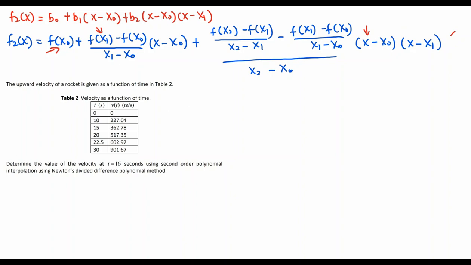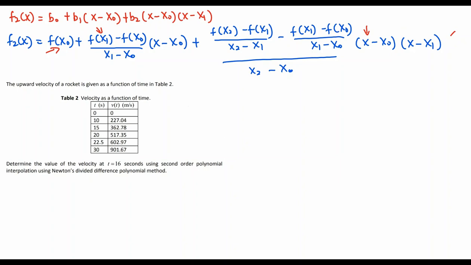Okay, so now let's look at this example. The question says determine the value of velocity at time t equals 16 seconds using second order polynomial interpolation using Newton's divided difference polynomial method. Okay, so we've generated a general formula, which is what we have here, right? So let's go ahead and look at how we are going to do this.